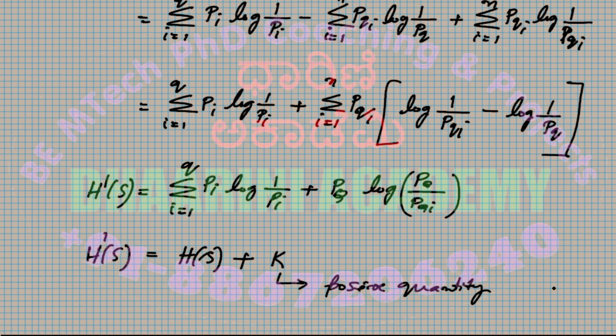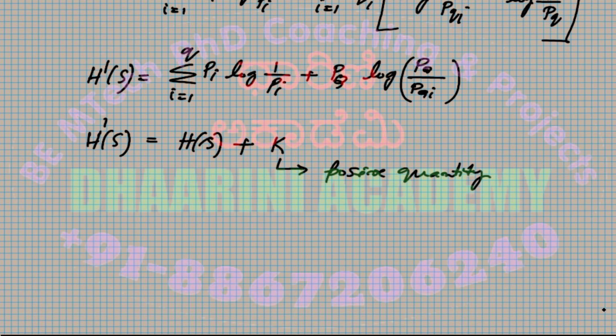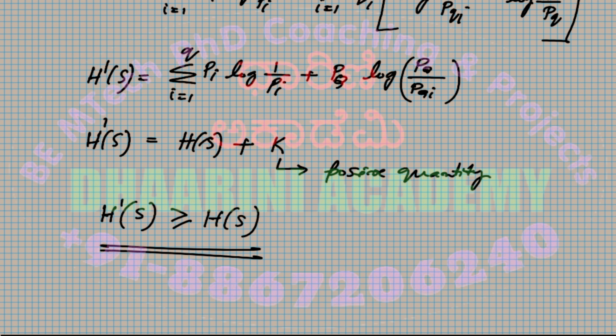Are you okay? So what is the idea here? The one which we wanted to prove is H'(S). Once you split, you get more probabilities coming into the picture. More probability means more information. That's why entropy is more. Average information is more than the original H(S). So whenever you split, you get more information.